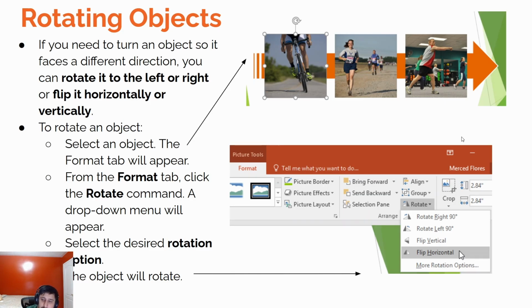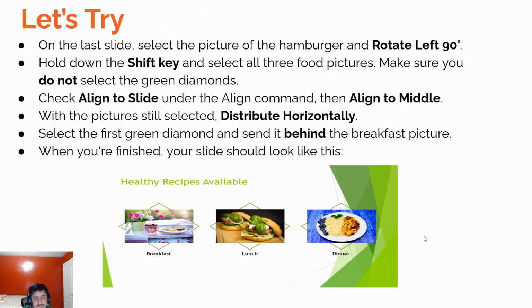Now we can also rotate objects. In the Format tab, if we go to the Arrange section, we can rotate it right 90 degrees, rotate left 90 degrees, flip horizontal and flip vertical, which gives us a really good degree of control, right? So that's another thing worth considering.